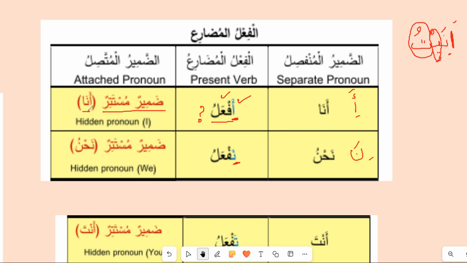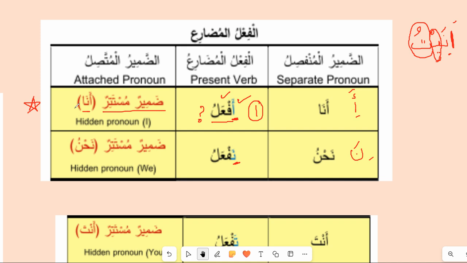Taqdiruhu ana. That's how you do the irab in Arabic. Taqdiruhu ana means representing the ana. And this ana, the pronoun, is hidden inside this fail. So remember, our first hidden pronoun in fail mudare is ana. I will mark a star here. We have the first hidden pronoun here in the fail mudare.